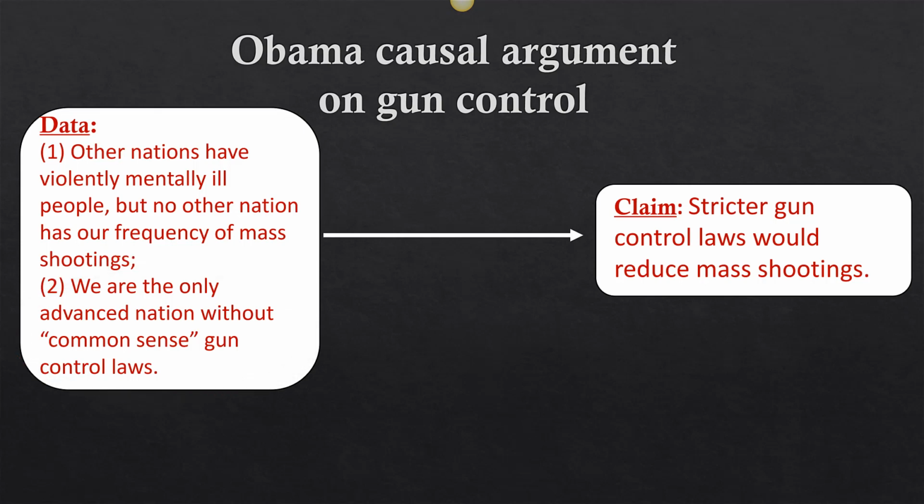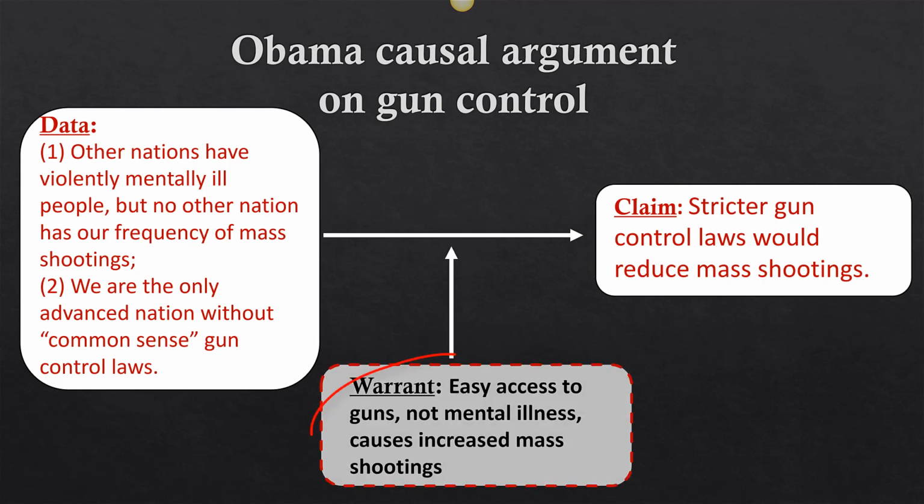And so how do we get from these distinctions about the United States to the claim that stricter gun control laws would reduce mass shootings? It relies on this implicit causal warrant: easy access to guns, and not mental illness, causes increased incidence of mass shootings. And so he identifies here what he wants us to think of as the primary causal linchpin that leads to gun violence in our society, and particularly the epidemic of mass shootings.